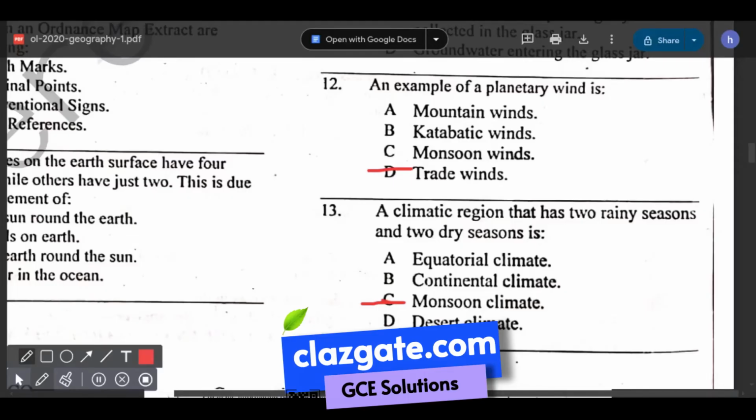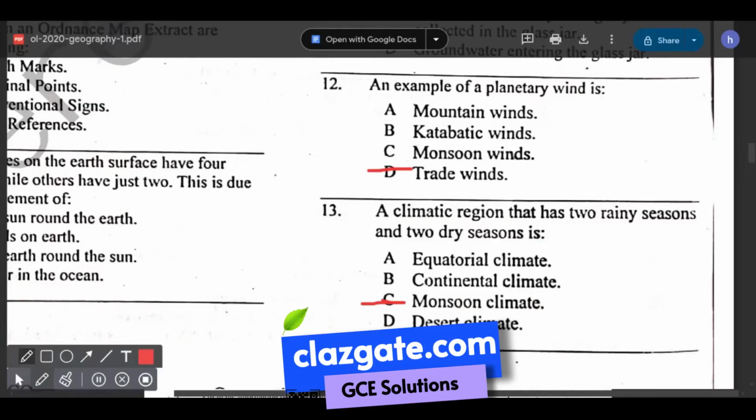Characteristics of monsoon climates are that they have wet and dry seasons. The wet season is caused by the moisture-laden winds from the ocean. So that's mostly places that are in Asia. So a climate with two rainy seasons and two dry seasons is a monsoon climate.